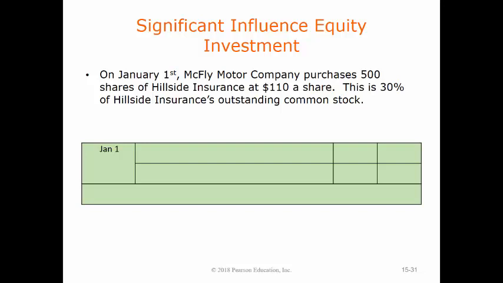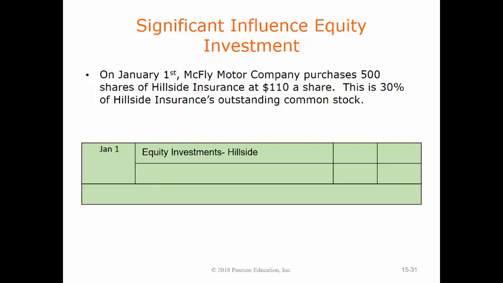Let's do some more journal entries for a company where there is significant influence in the investment that is happening. On January 1st, McFly Motor Company is going to purchase 500 shares of Hillside Insurance, and they're going to do so at $110 a share. This is going to be 30% of Hillside Insurance's outstanding common stock, or their voting stock, and since it's between 20% and 50%, we have significant influence over this company. Which means when we put it on the books, we should, to be good accountants, create a sub-account for this particular company.